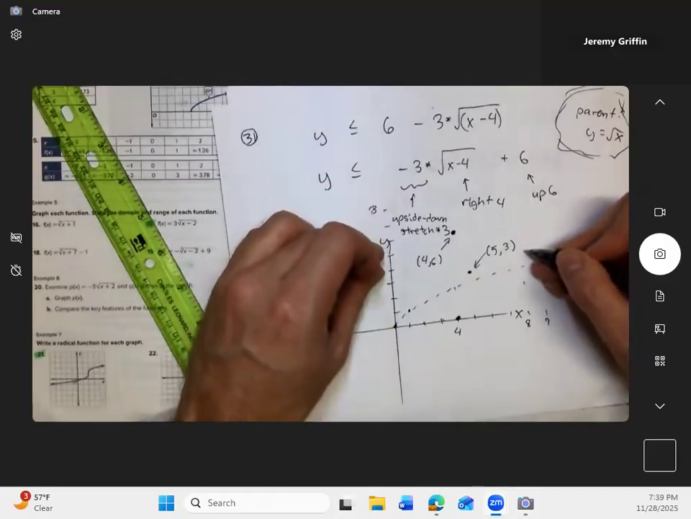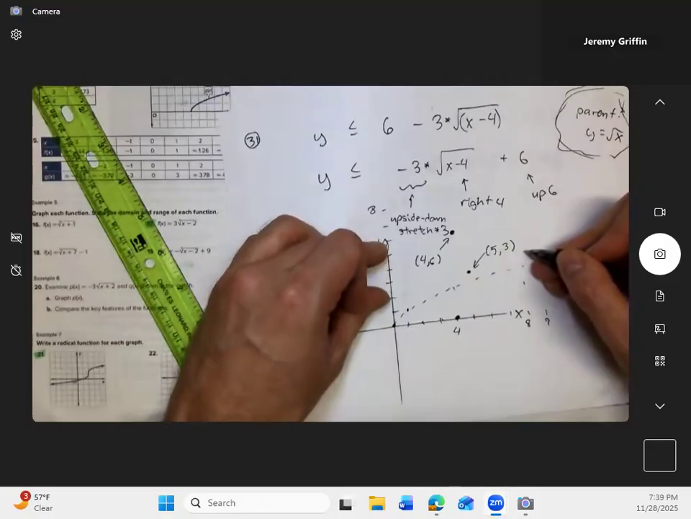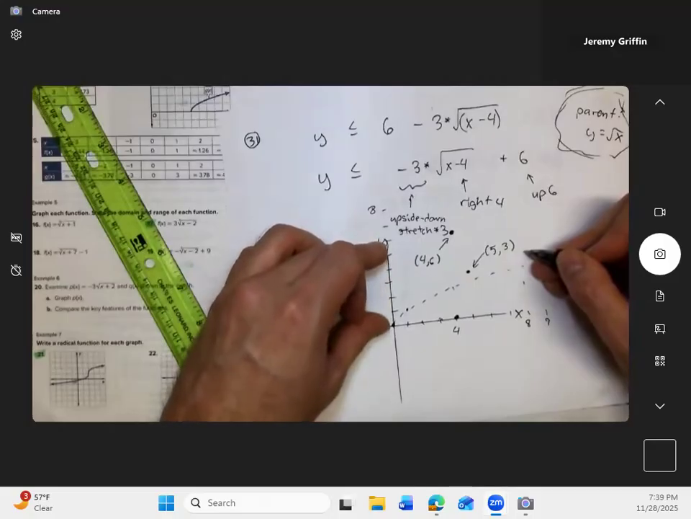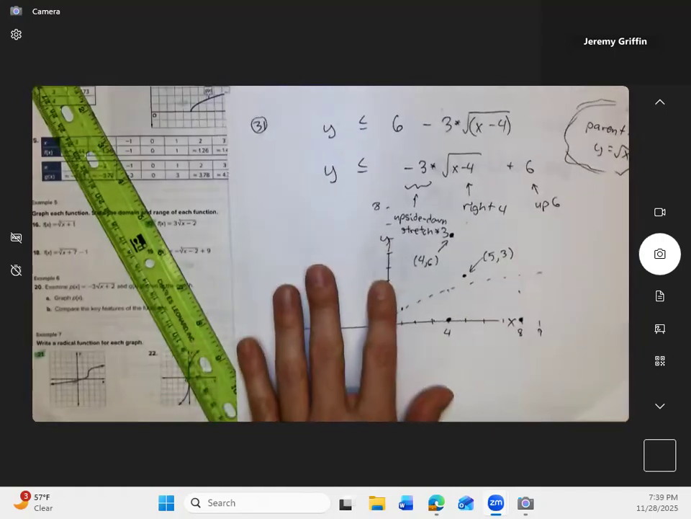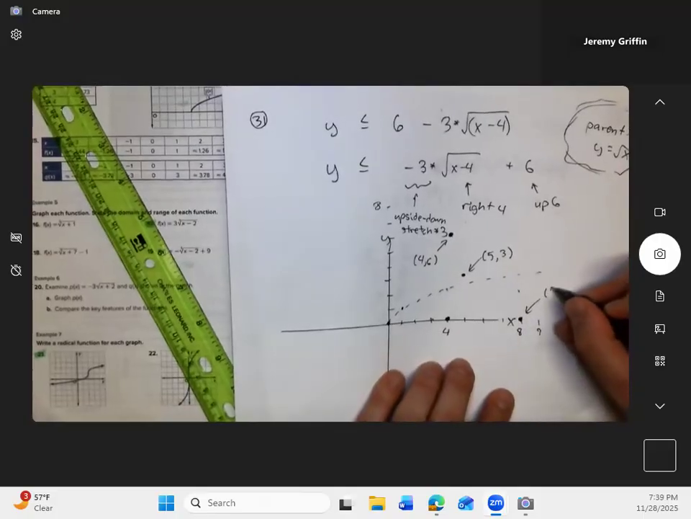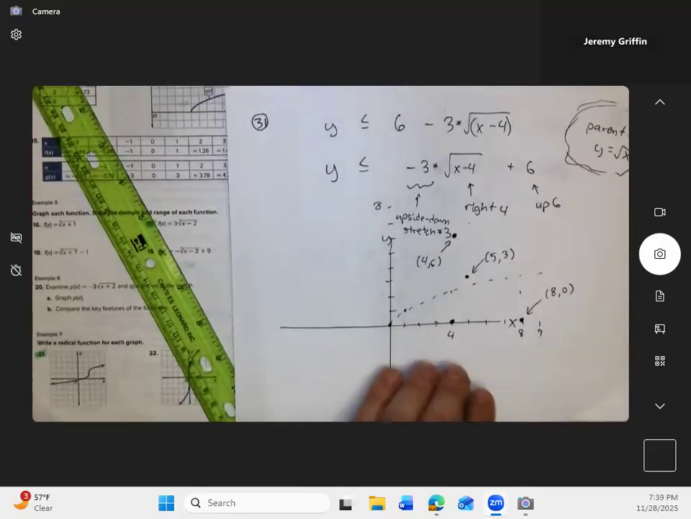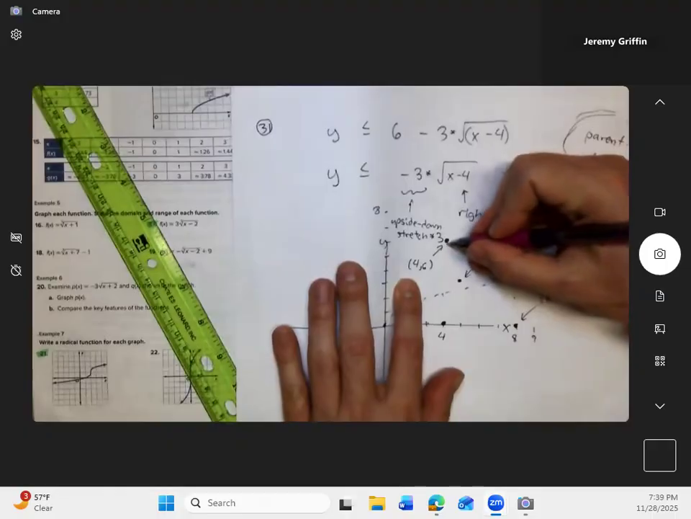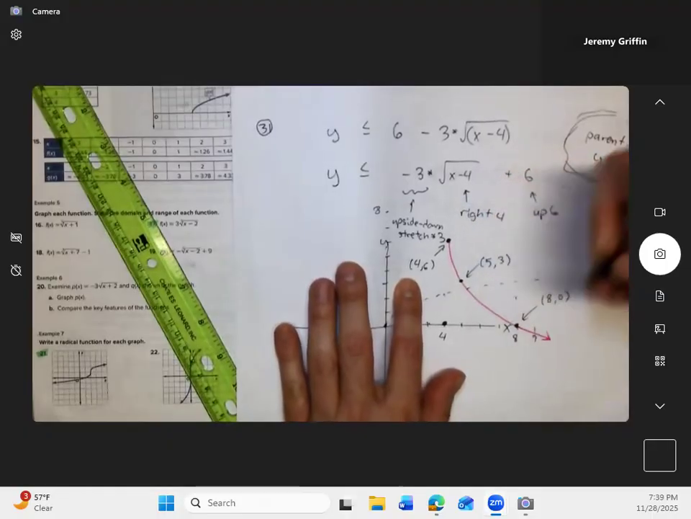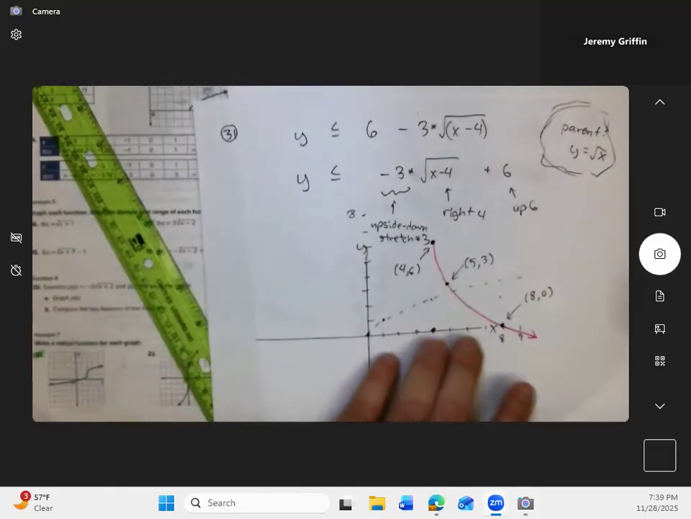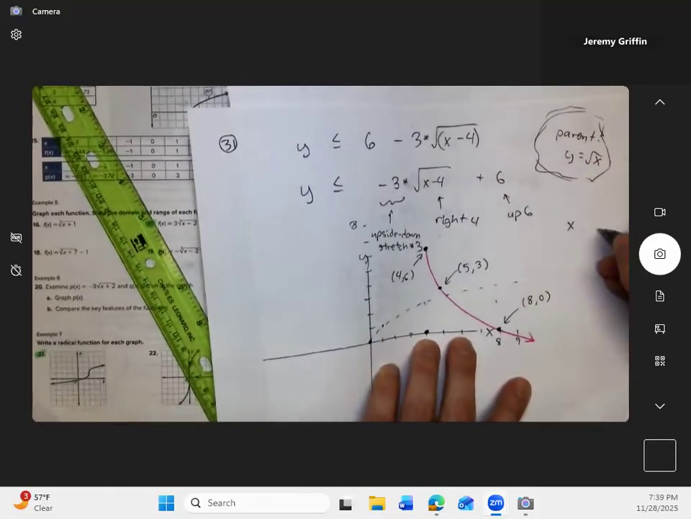Then stretch by 3, that's 1, 2, 3. That'd be back at 0. Yeah, I think the point 8, 0 exists. So I just put those points together logically using all my translation rules. But let's see if that passes the table test.